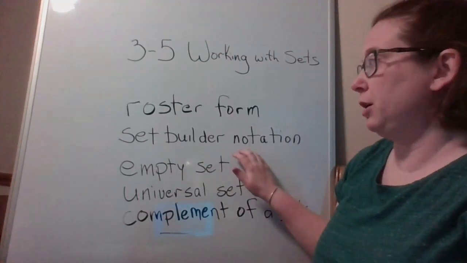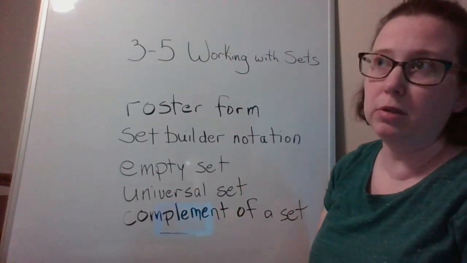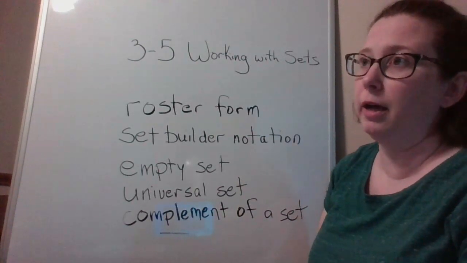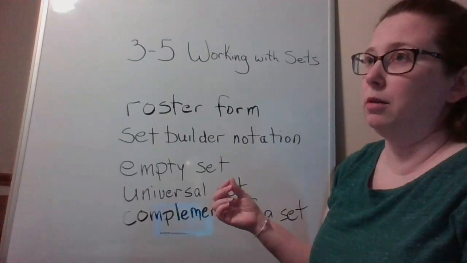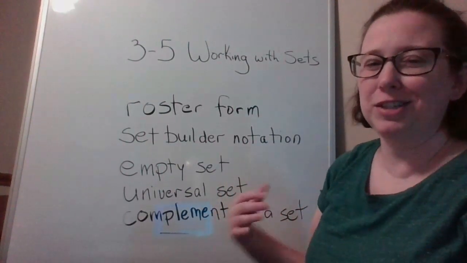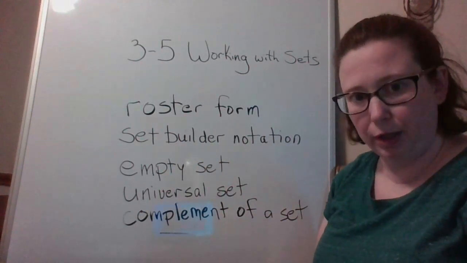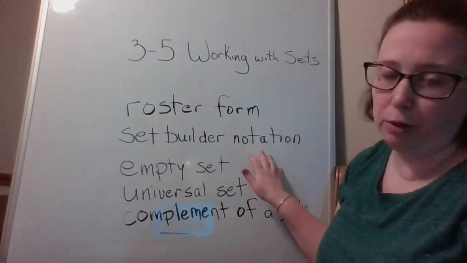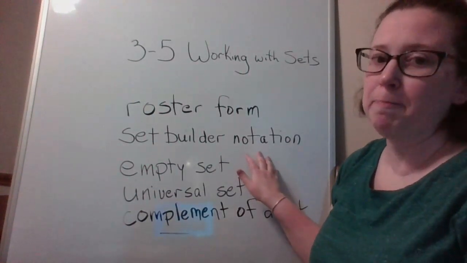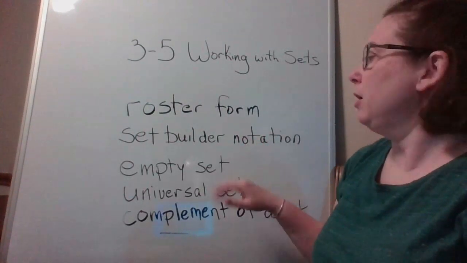Set builder notation will say something like, x such that, all real numbers x such that x is greater than 3, and it's a whole number. So you can specify exactly what your set looks like, and that works really well for sets that are infinite.